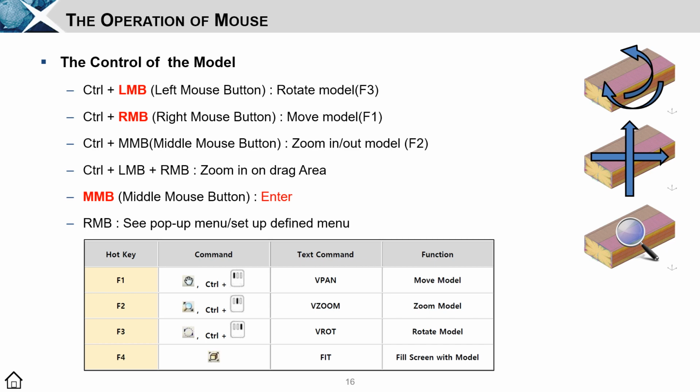How to use the mouse. The Ctrl plus left mouse button is used to rotate the model. The Ctrl plus right mouse button is used to move the model. The Ctrl plus center mouse wheel button is used to zoom in and out of the model. You can zoom in on the model with Ctrl plus left and right clicks at the same time and dragging.